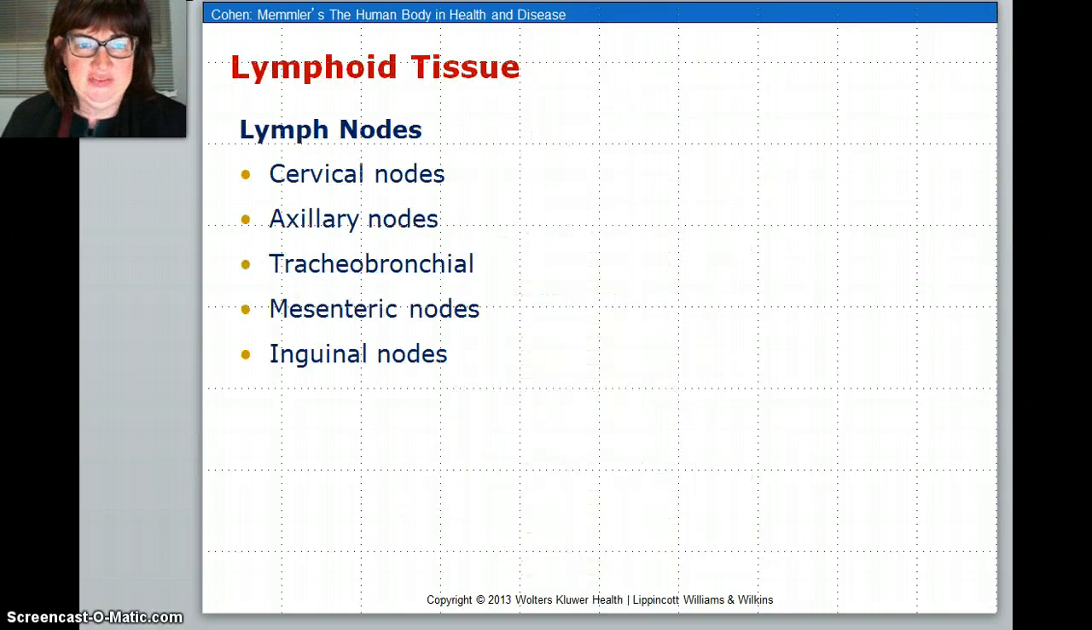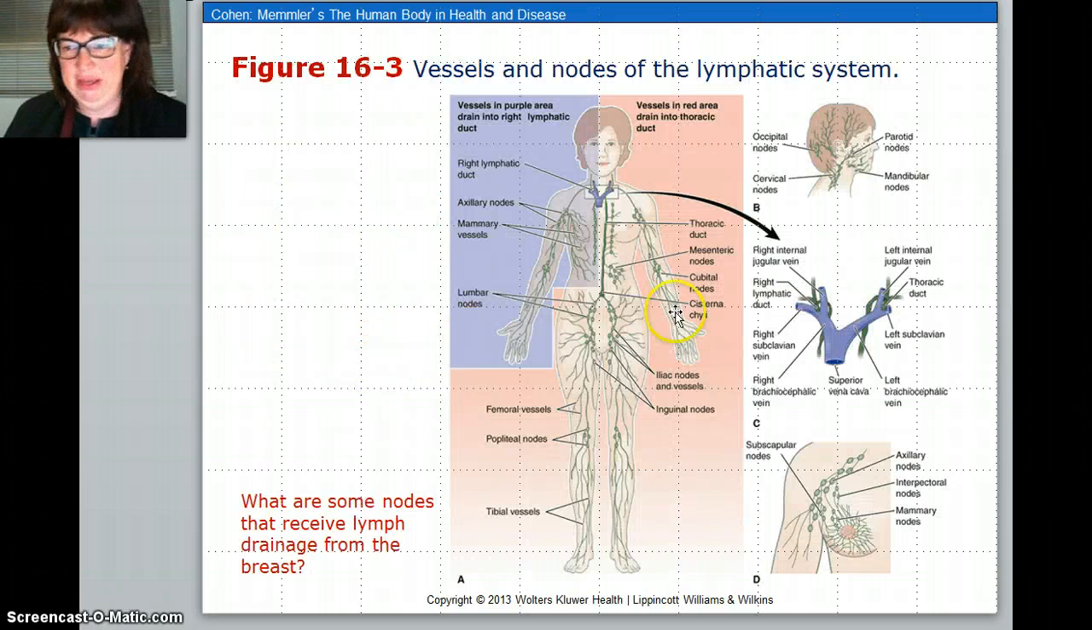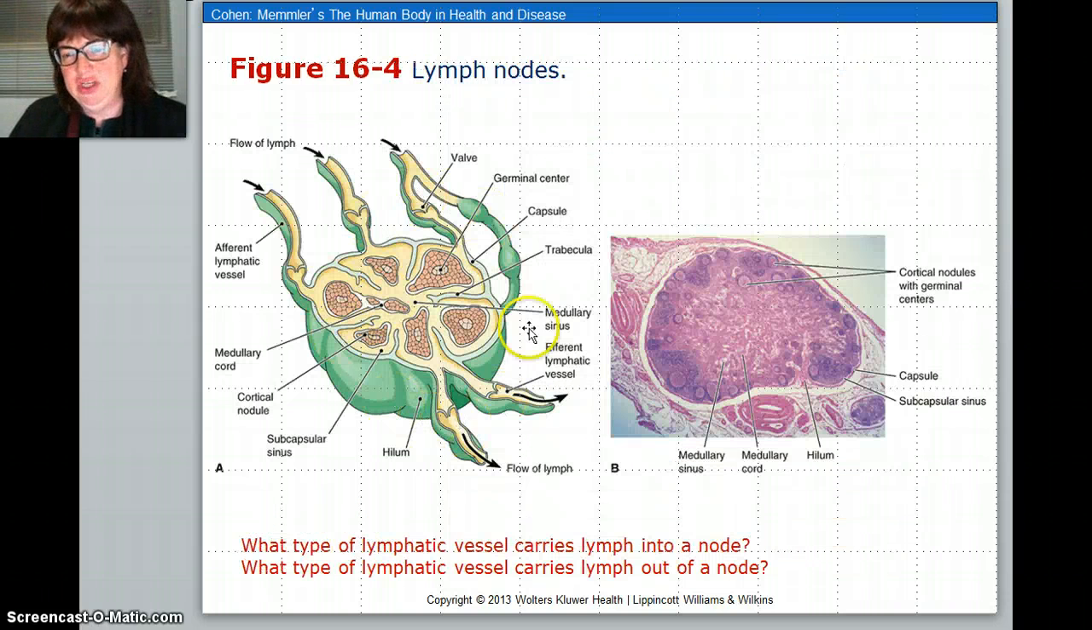When you look at the lymph nodes, there's cervical, axillary, tracheobronchial, mesenteric, and inguinal. Basically, you have them in the areas mentioned. When you look at a lymph node, you don't need to know all the layers of it. Just realize it is quite complicated. You have an outside layer, and then the inside is more pulpy.